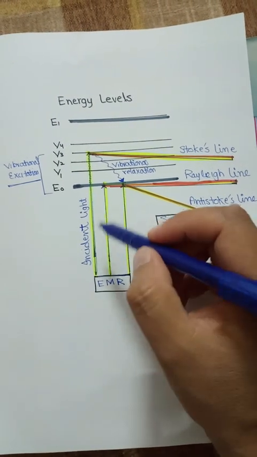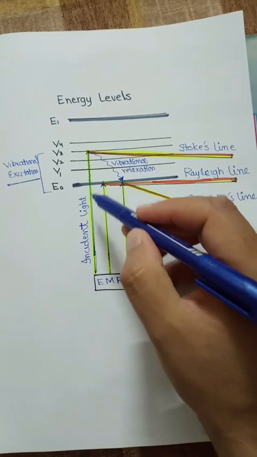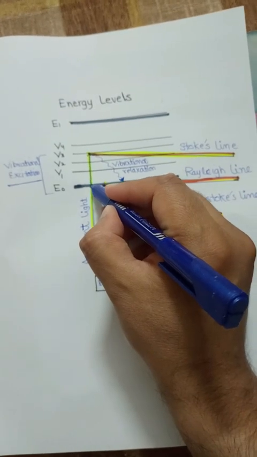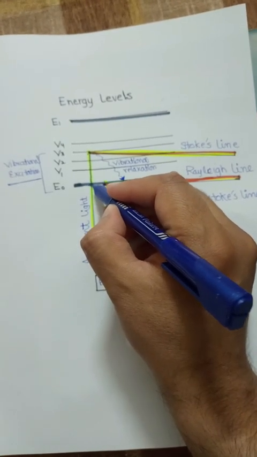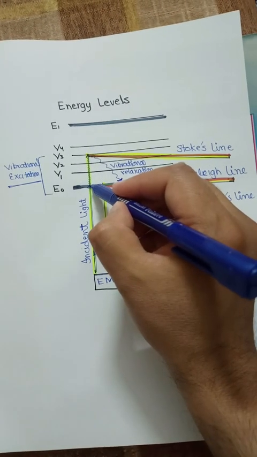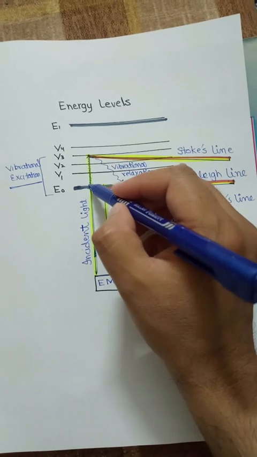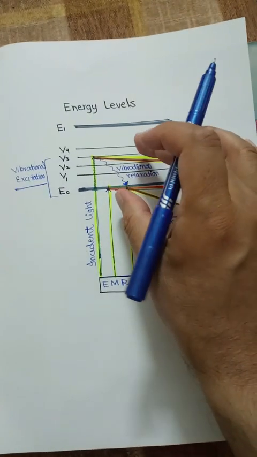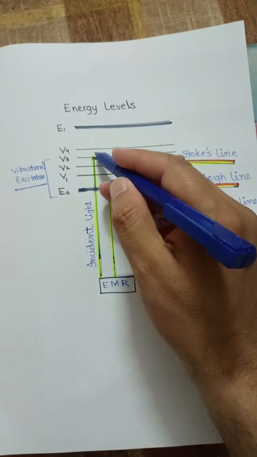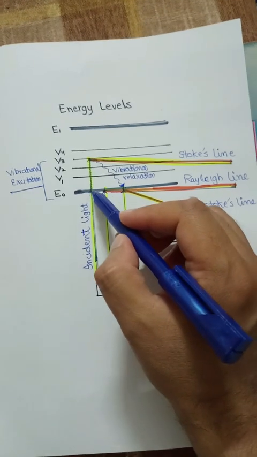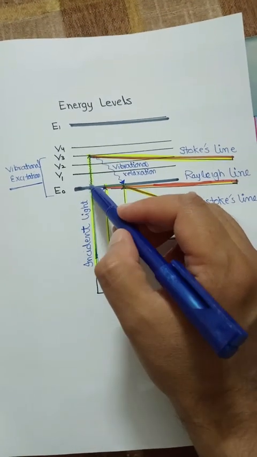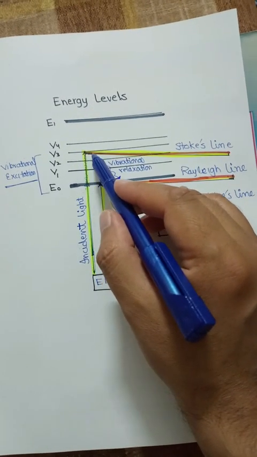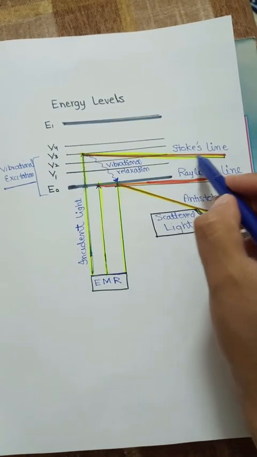In case of the Stokes line, the incident light causes some vibrational excitation from the ground vibrational energy level, which is V0. So it goes from V0 to V3. Although it is in the ground electronic state, the vibrational energy level is changed. In this vibrational excitation, the energy of the light is absorbed, and after absorption of this frequency, the light when scattered is called the Stokes line.